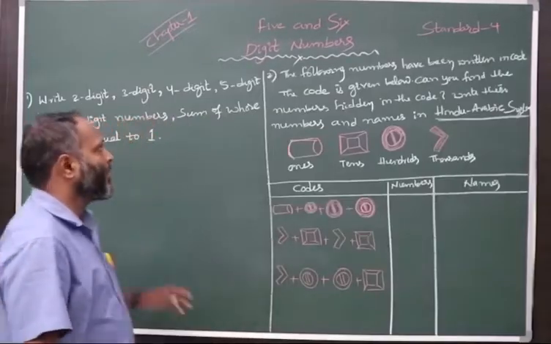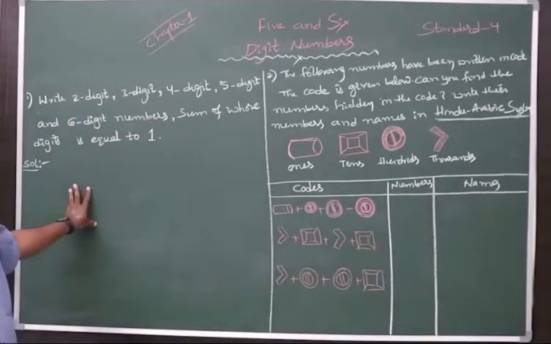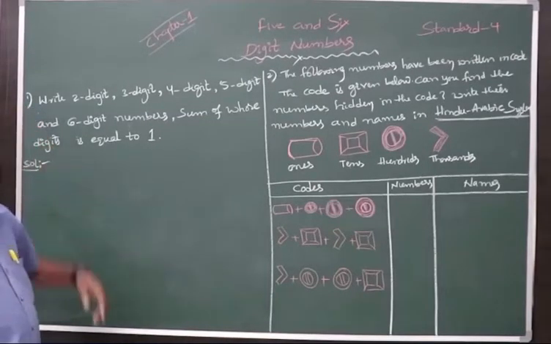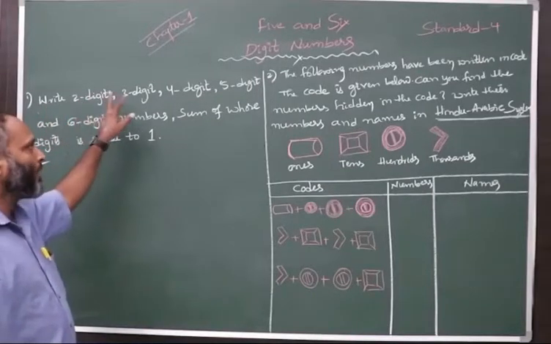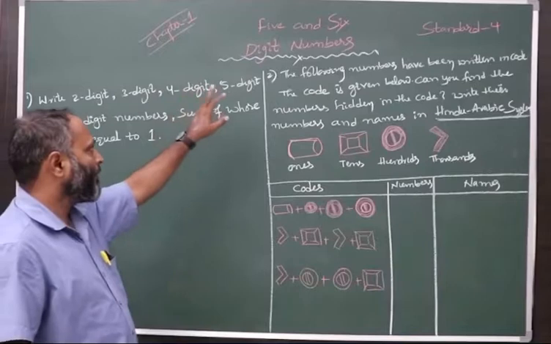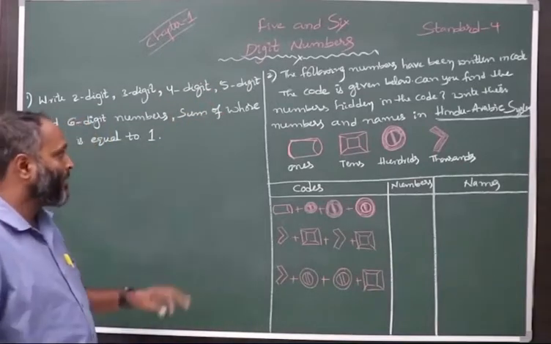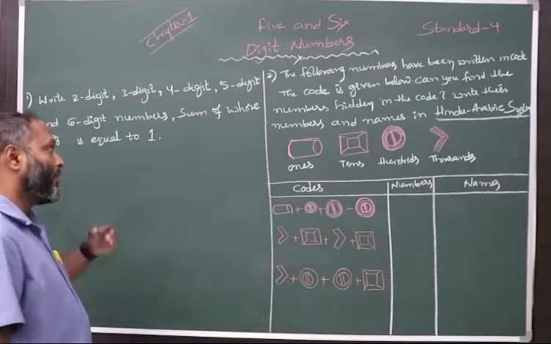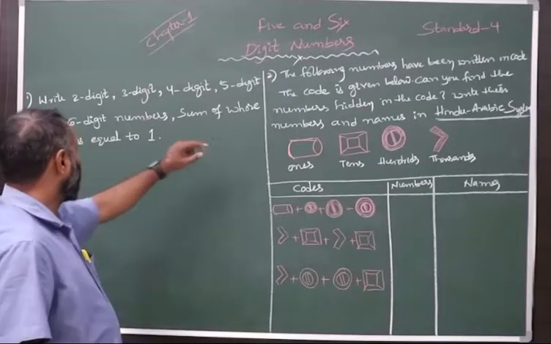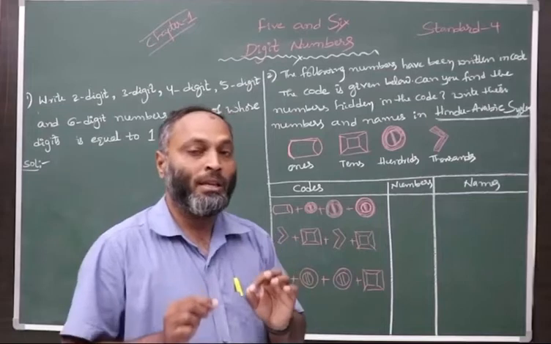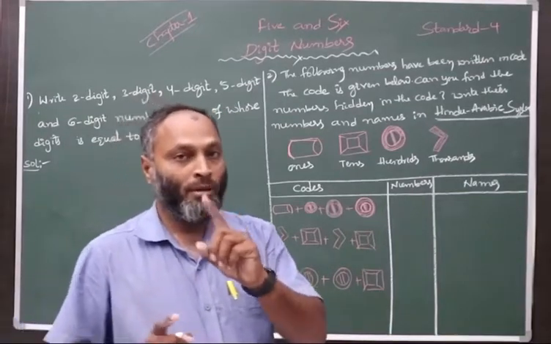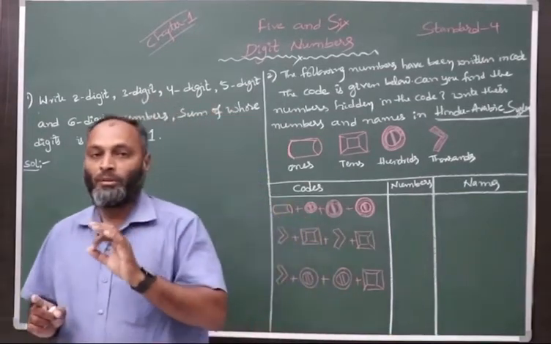Yes students, now here 2 questions were given. So this is for our recapitulation. What is there in the first question? It says to write a 2-digit number, a 3-digit number, and a 4-digit, 5-digit and 6-digit number. Which type of number do we have to write? If we add the digits, the sum should be equal to 1.